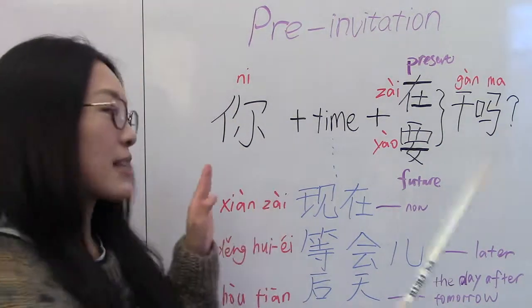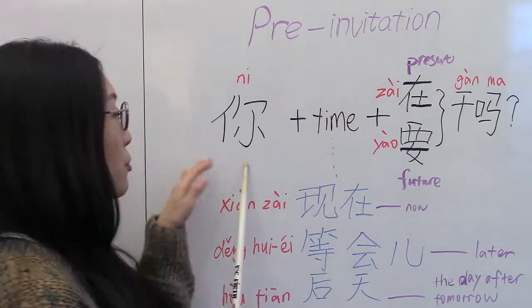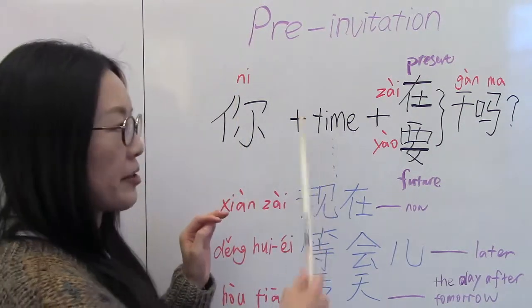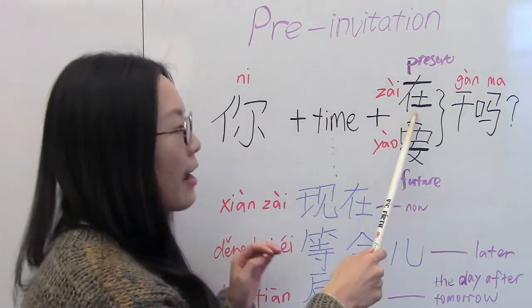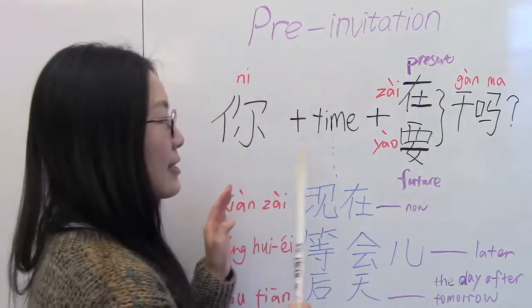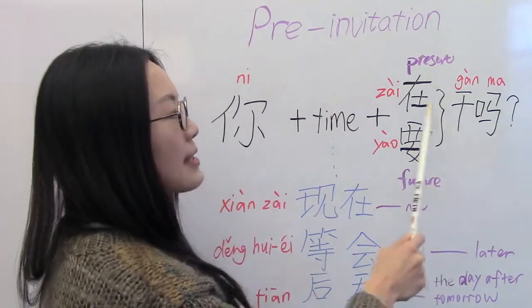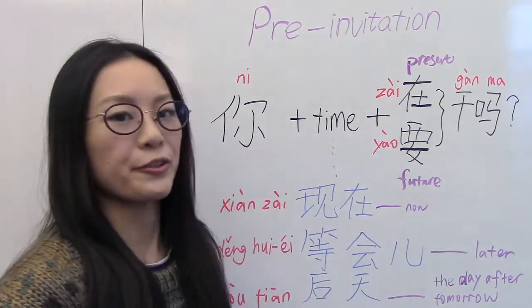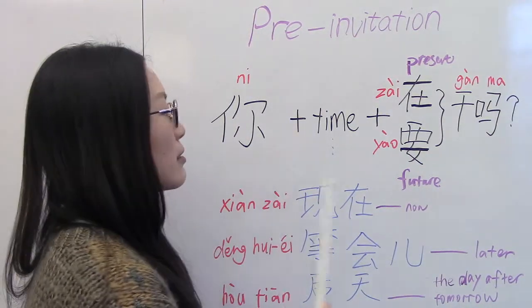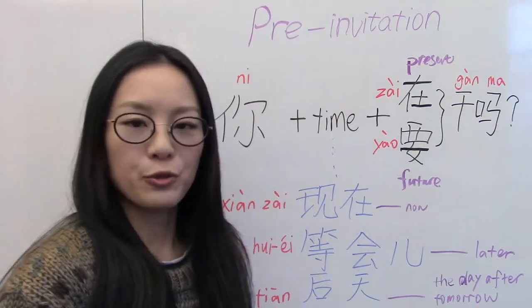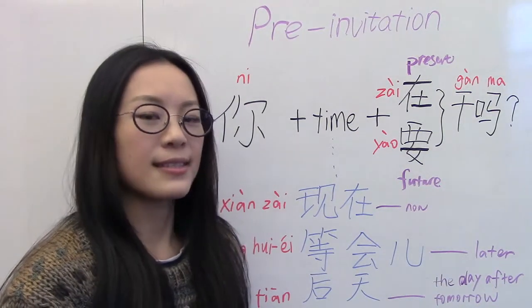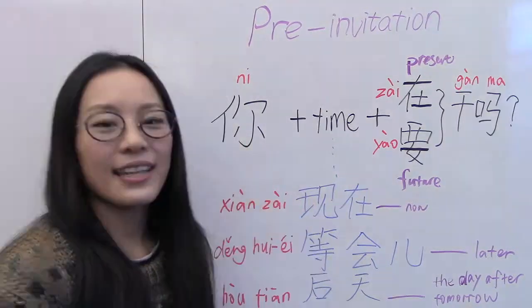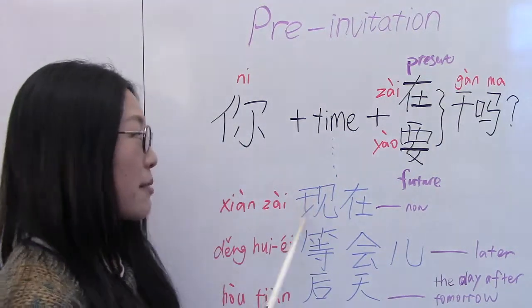So the pattern here is 你 plus time period plus 在干嘛, or 你 plus time period plus 要干嘛. 在 here indicates the present tense, which is literally what are you doing right now. But 要 is more like a future tense, so it indicates saying something in the future. Now let's take a look at a few examples.